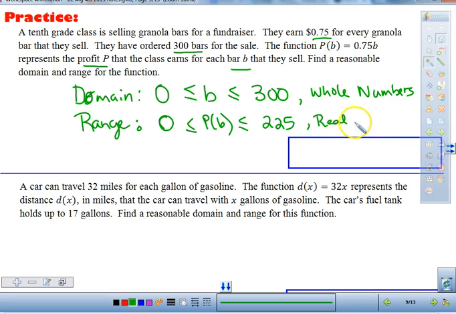Why? Because we can have fractions and decimals, right? If we wanted to say rational numbers, we could say rational numbers also, right? You can have a fraction or a decimal.